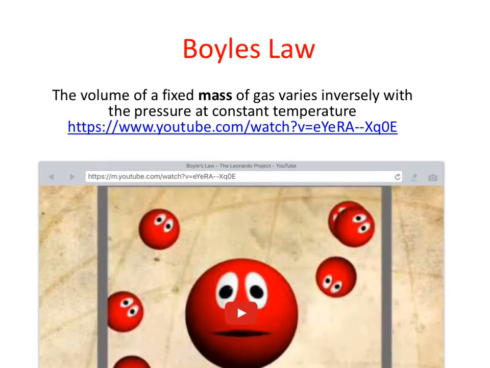So this is Boyle's law, and this tells us that the volume of a fixed mass of gas varies inversely with the pressure at constant temperature. And so let's watch a video on that.